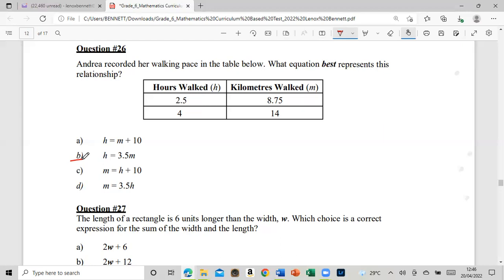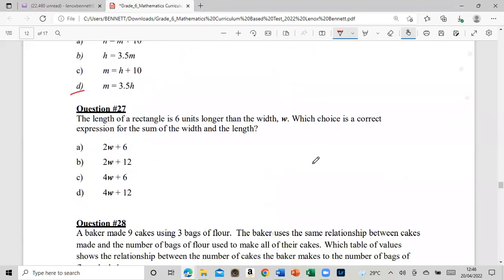All right, guys. So that would be H is equal to 3.5 M. No! H is the smaller unit, so that's incorrect. It's actually this equal to that: M equals 3.5 H. So guys, you have to concentrate, all right?